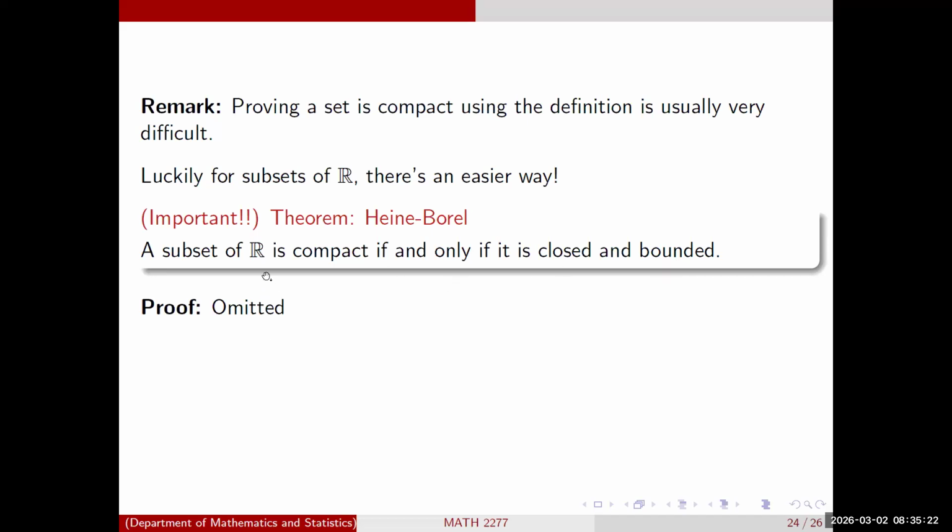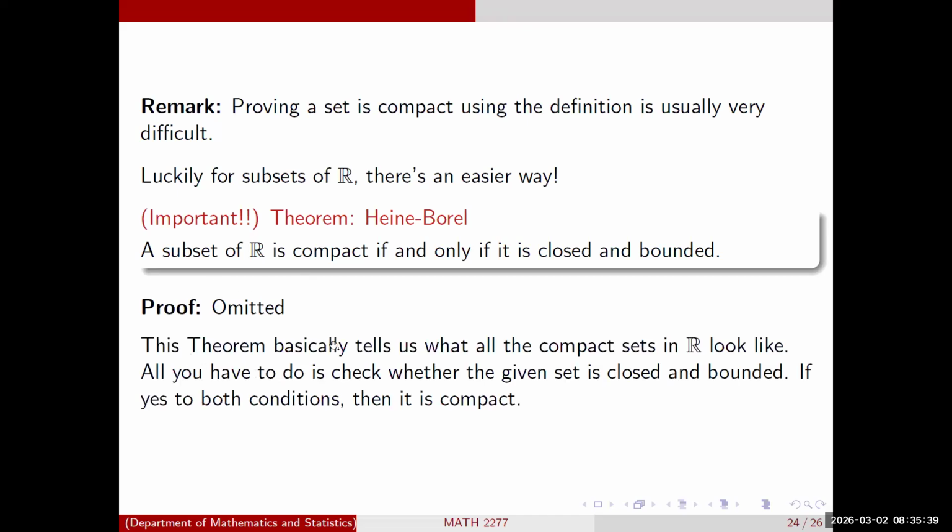Okay. So actually, not only R, the Heine-Borel theorem works in R^n. The proof is omitted. You'll prove that later on in our next real analysis course. So this theorem basically tells us what all the compact sets in R look like. All you have to do is check whether the given set is closed and bounded. If yes to both conditions, then it is a compact set. It's a very, very, very useful theorem, so please remember it.